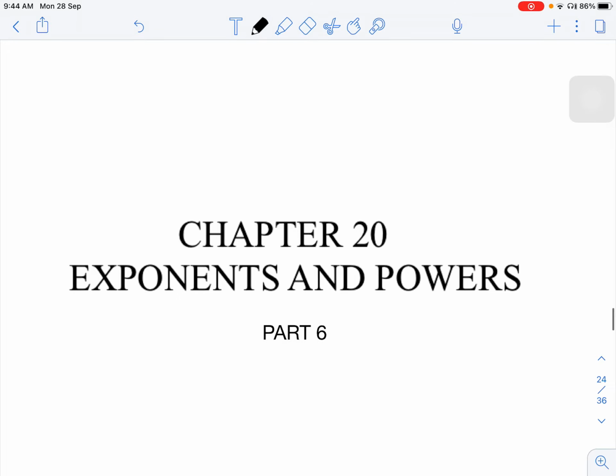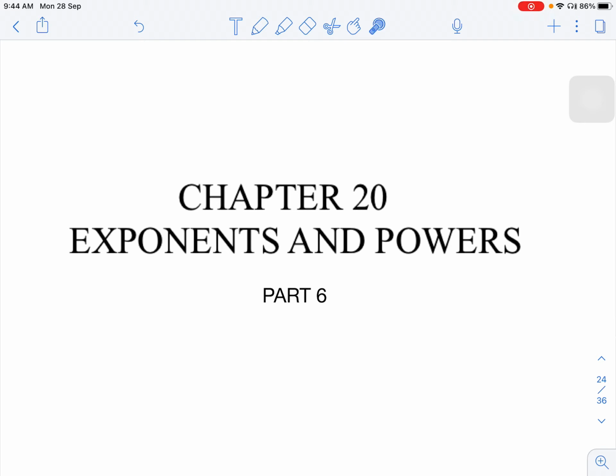So, hello students. Today we are going to learn part 6 of chapter number 20, that is exponents and powers of class 8. In the previous class we have solved some examples based on power and exponents. Then in that we have learned how to find the power when bases are equal. Now today we are going to solve some more examples based on the same concept.